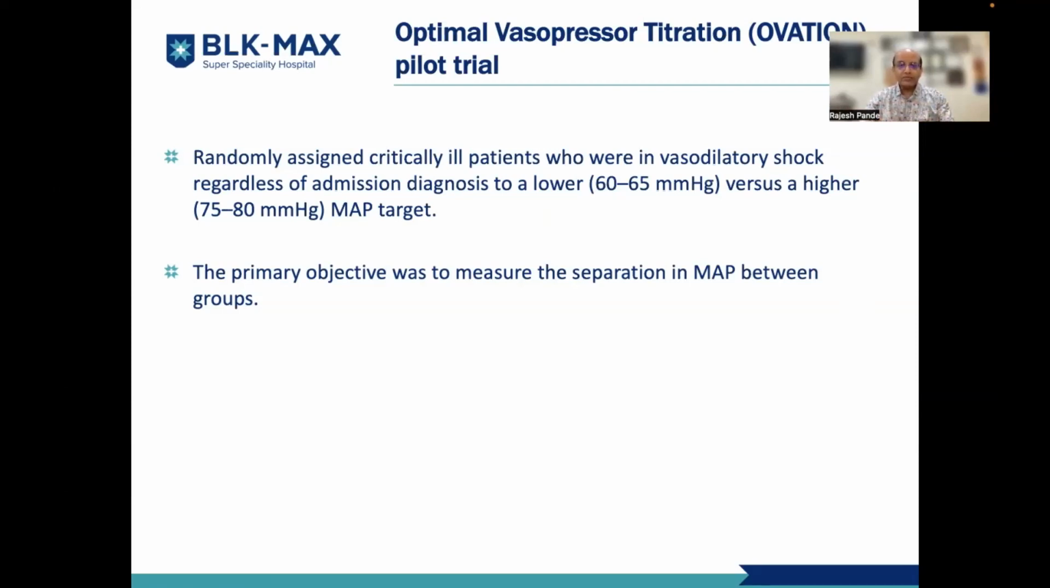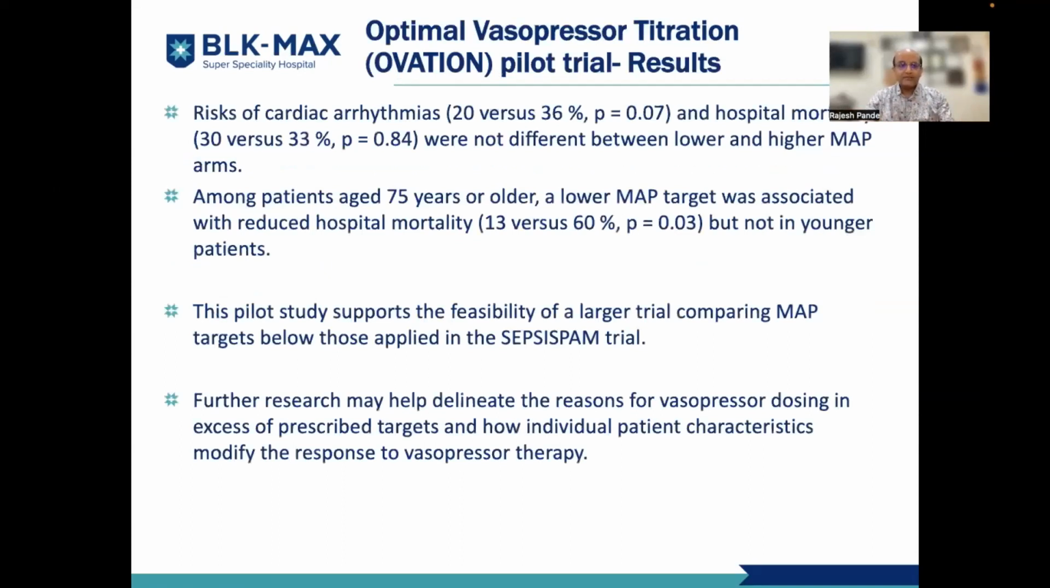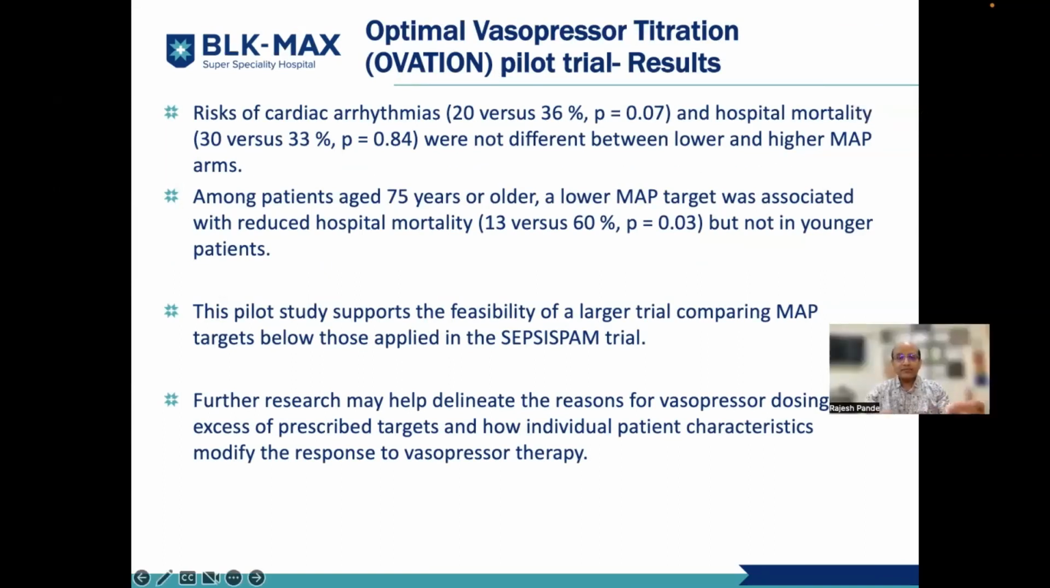Primary objective here was to measure the separation in MAP between the groups. And they also looked at risk of cardiac arrhythmias, which they found was 20 versus 36 percent. Hospital mortality were not different between the lower and the higher MAP arms. In patients aged 75 years or older, they found a lower MAP target was associated with reduced mortality, but such an observation was not found in the younger patients.